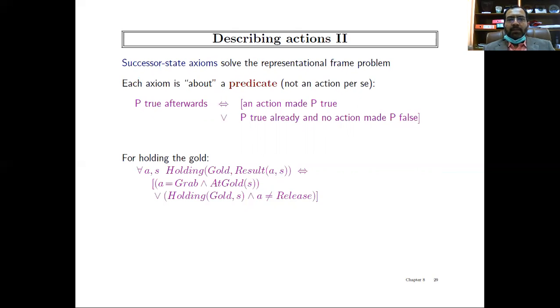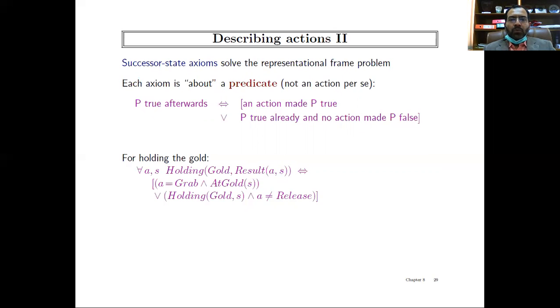So either P will remain true, or your action will make P true. For example, in terms of holding the gold: for all A, S, holding gold, result A, S, by conditional A is equal to grab and at gold S. What is your action? The action is grab. And of course, why have you taken that action? Because you are at the gold in a given point in time, or a given state.